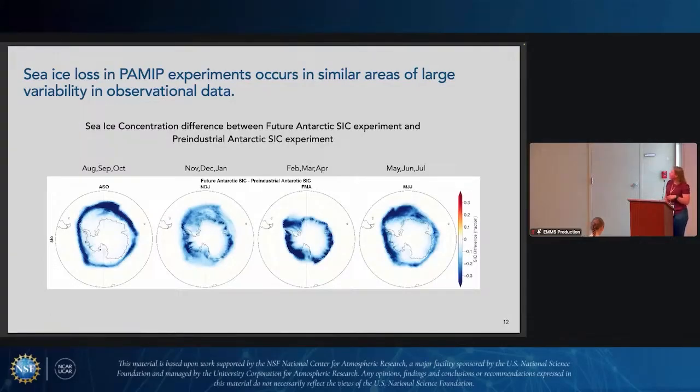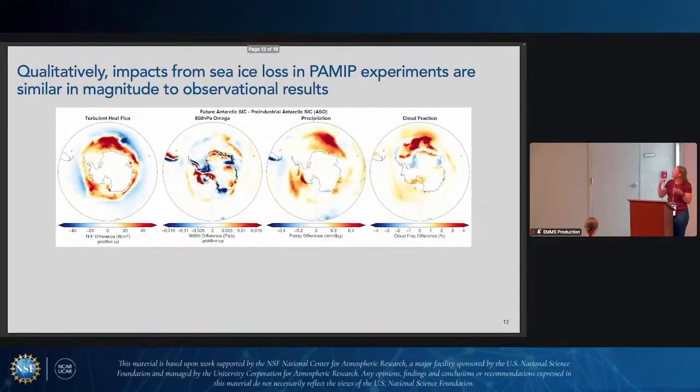We can look at similar variables in the models. Now we look at the difference in turbulent heat flux, 850 vertical velocity, precipitation, and cloud fraction. Again, this is the difference between these two experiments, which I think is important. Obviously, the observational data was a regression, so you can't quite compare these apples to apples, but you can start to qualitatively compare these results with the observations, which is that given a decrease in sea ice in these PMIP-style experiments, you're getting an increase in turbulent heat flux, an increase in precipitation, and an increase in cloud fraction. The 850 Omega results are definitely a little messier, not as clean or as similar to the regression analysis, which is interesting.